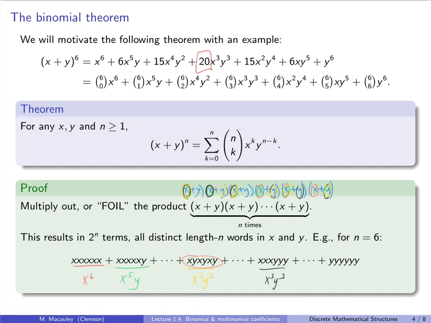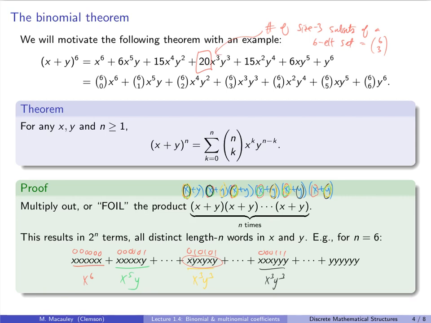Now, how many of those are there? Well, it's easier to see if, instead of x's and y's, you write these as zeros and ones. And now these things describe subsets of a 6-element set. So this is 0, 1, 0, 1, 0, 1. This is 0, 0, 0, 1, 1, 1. And so now this coefficient is the number of size 3 subsets of a 6-element set. And we know that that is 6 choose 3.